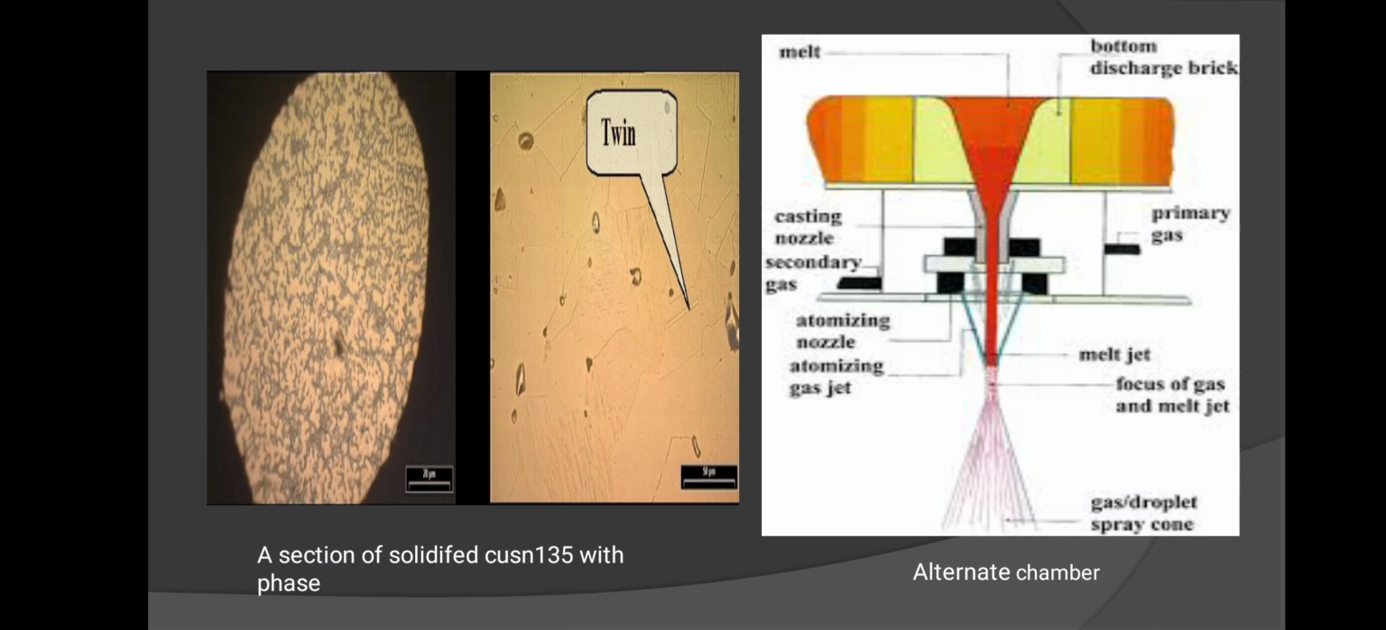Here, the left figure shows a layer of deposition of fine particles on a substrate or a section of solidified CuSn135 with the phase, which is on the left side, and the right side shows an alternate chamber through which the spray deposition can also be achieved.